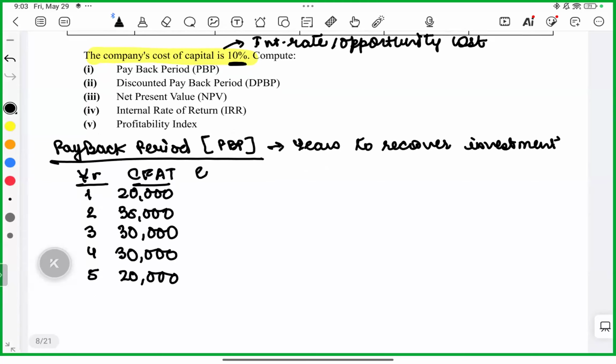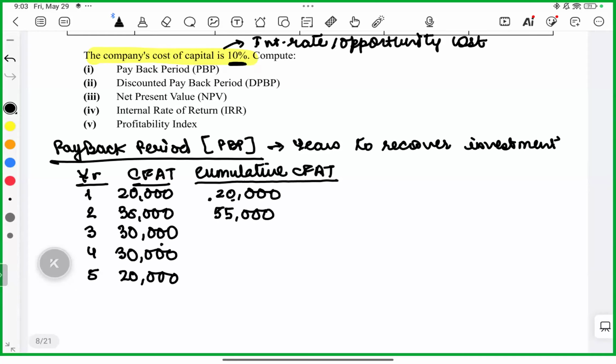What you have to do is, first of all, find out the cumulative cash flow after tax. So basically, you have to find out cumulative values. Cumulative of the first year would be 20,000 as it is. Next year, it will be 20,000 plus 35,000, so the cumulative value of the second year will be 55,000. It means you have collected 20,000 in the first year and 35 in the second year. Total till the second year you have collected 55,000.